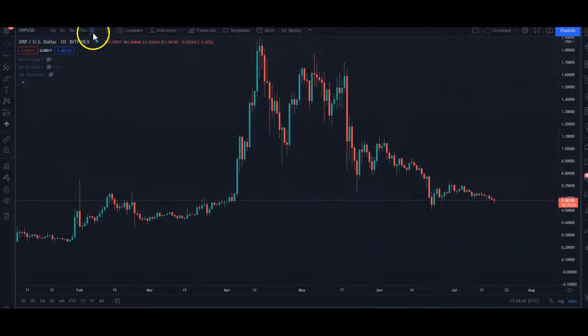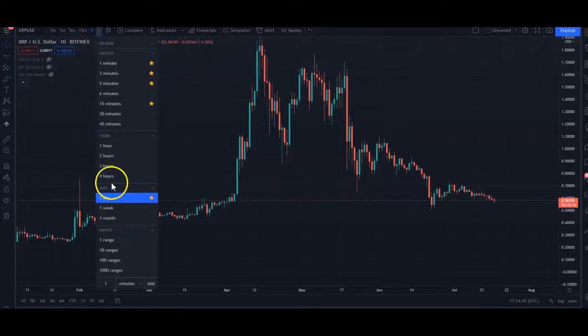I start on the daily time frame, and then I'll work my way down from the day. I'll go into the 4 hour, possibly the hour, and then I'll break it down into smaller time frames when I'm trading binary options. And then I'll go to the 15, the 5, and the 1 while I'm trading binary. But I always start with a daily, and I go into smaller time frames from there.